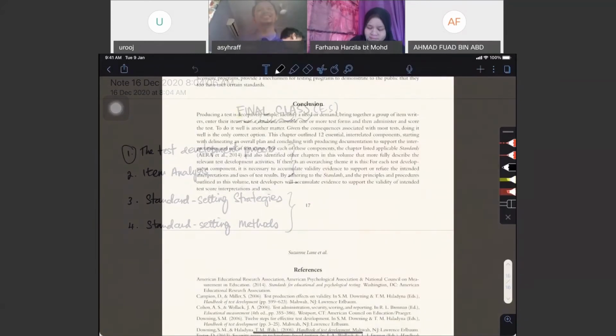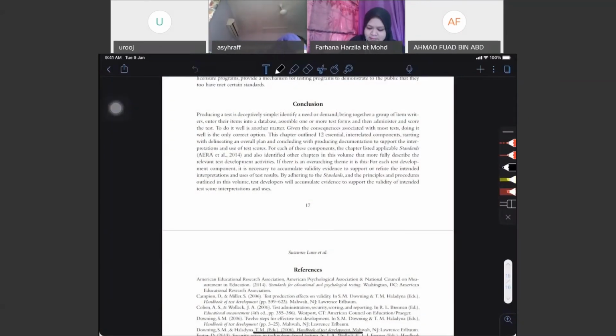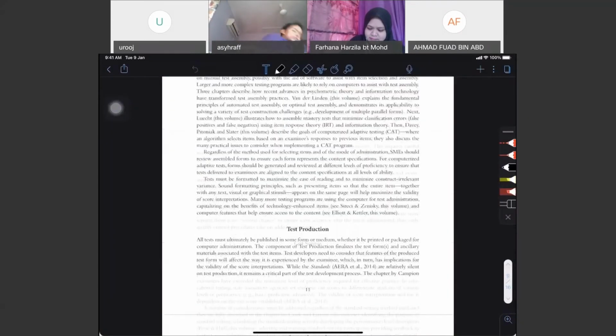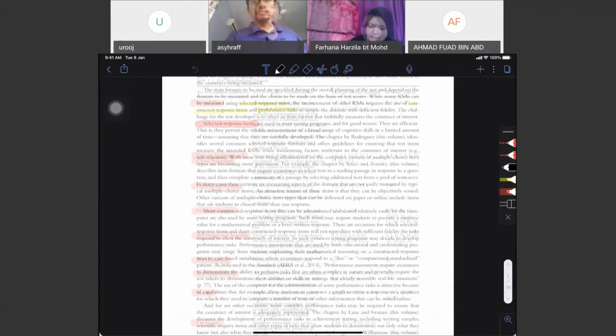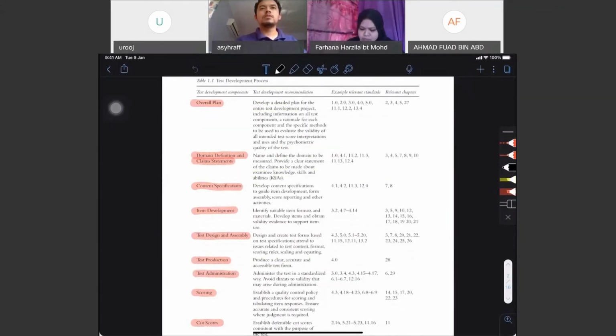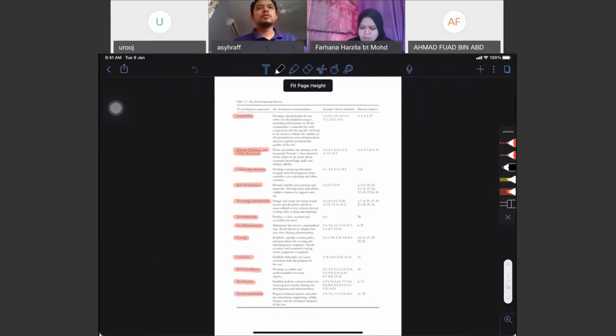Okay. For this chapter, let's focus. We'll look at the table. So this is the overall components. They call it components now. If you remember, if you read the introduction, these are the components of a test development process. You want to develop a test, you want to develop an examination. These are the components that you go through.